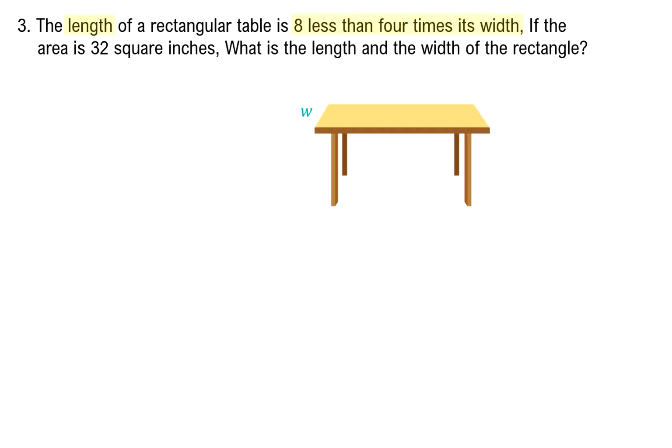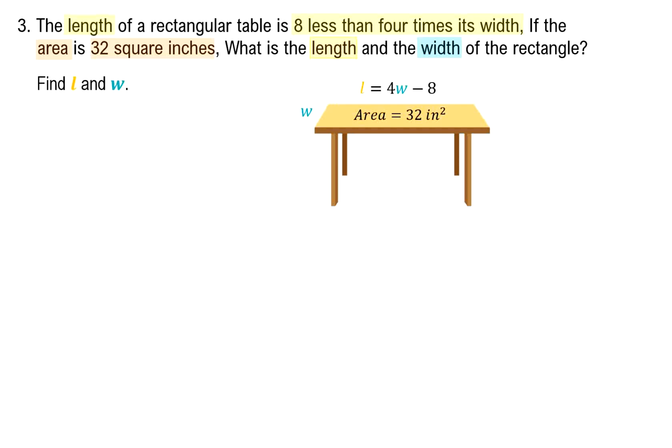So, take note of the word than. So, after word ng than, which is 4 times its width, yun muna yung una mong isusulat. So, 4 times its width, so 4W, tapos less than, which is minus 8. So, we can write length as 4W minus 8. And then, yung given na 32 square inches, which is yung area. And then, we need to find yung length at yung width ng ating rectangle.